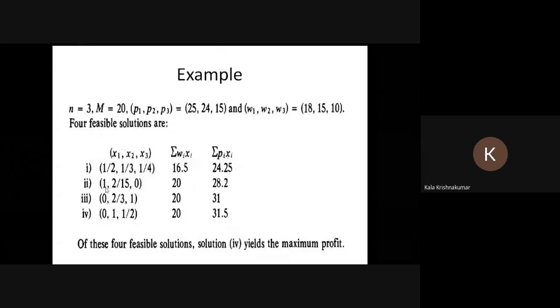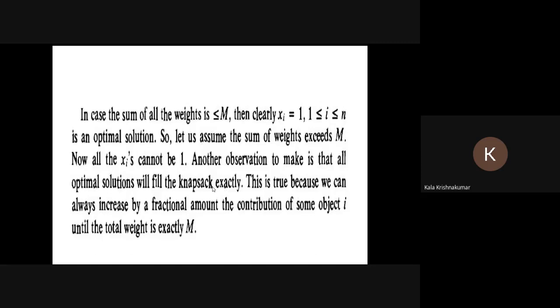So 1 comma 2 by 15 comma 0, that is by sorting your input in non-increasing order of their profit. So you'll get capacity 20, or their total weight is 20, but your profit is 28.2. That is not your maximum profit. Which means if you choose non-increasing order of their profit as your selection procedure, it will not give you a maximum profit. That is the observation.